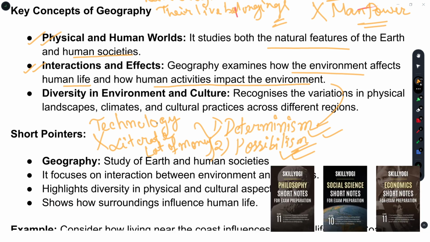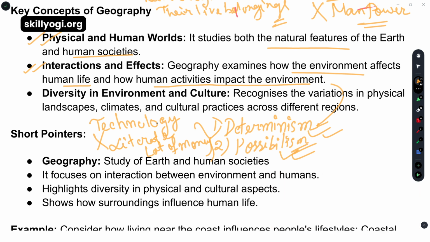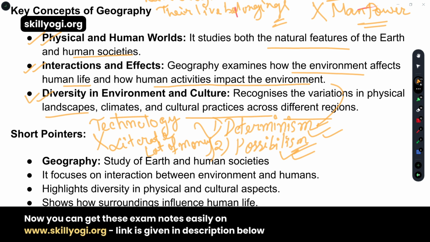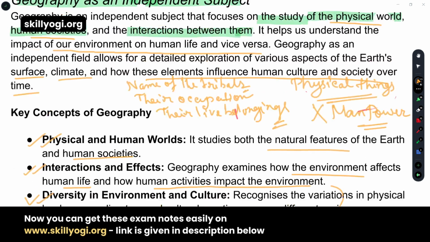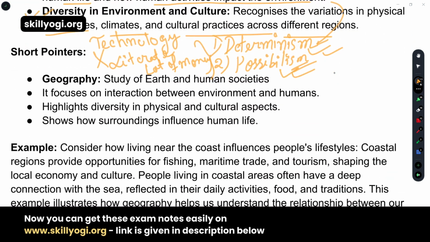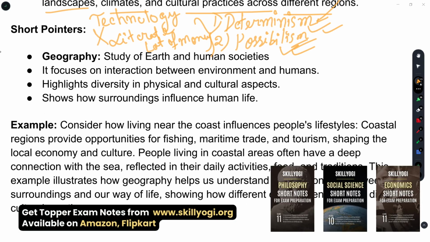Okay, so those two concepts were there in your books. All of you, please read and try to learn these two concepts. And in the last part, what is written? Diversity in environment and culture recognizes the variations in physical landscapes, climate, and cultural practices across the different regions. So these three parts are very important. These are the key concepts of geography. Before that, geography as an independent subject, key concepts of geography. Now we will go for the short pointers. From this above portion, what is the summary? What did we learn?